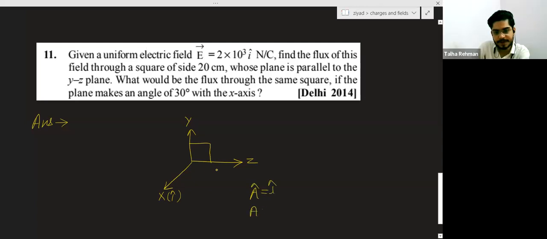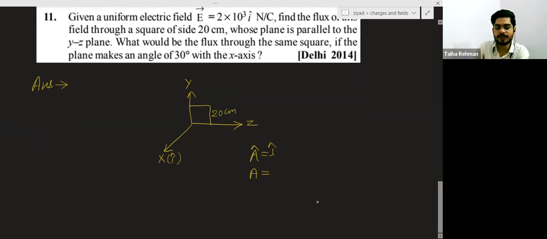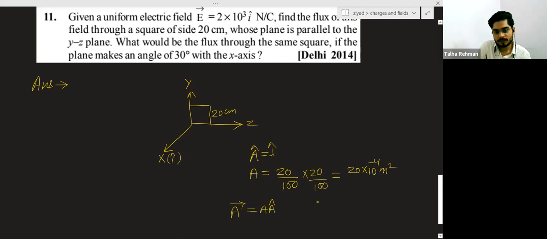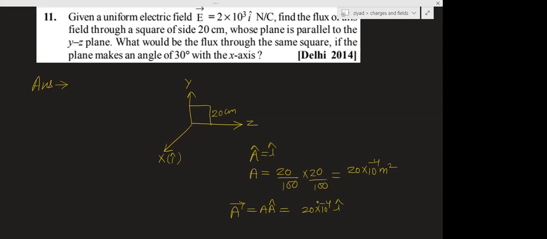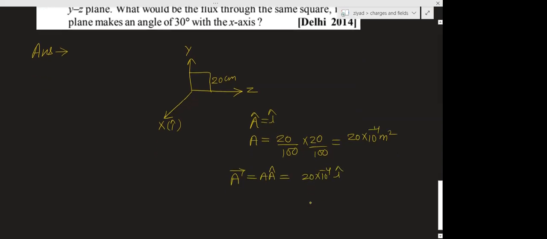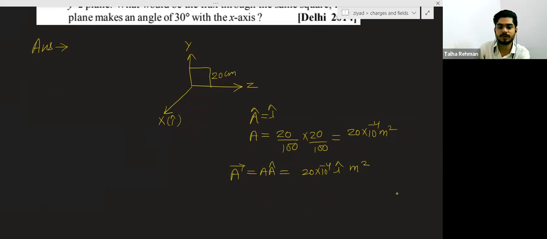If you want to calculate the magnitude of area, this is a square of side 20 centimeters. The area of a square is side squared, and you convert 20 centimeter into meter. So this will become 20 into 10 to the power minus 4 meter square. The area vector will be area into A cap, so it is 20 into 10 to the power minus 4 into I cap. This is your area vector, in the unit meter square.